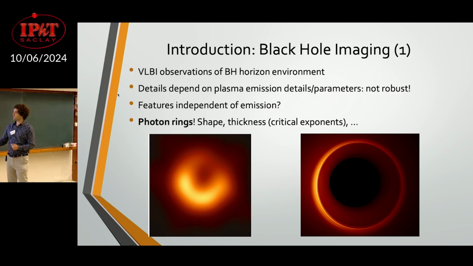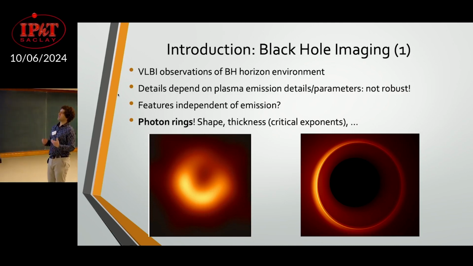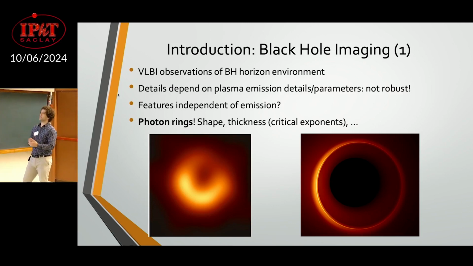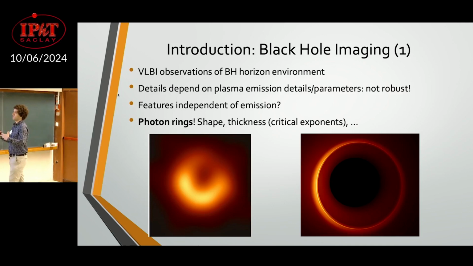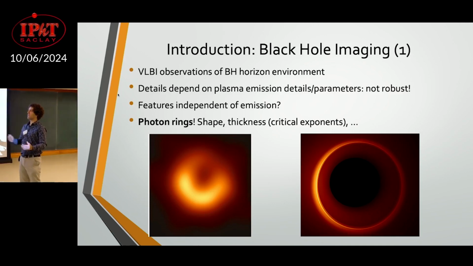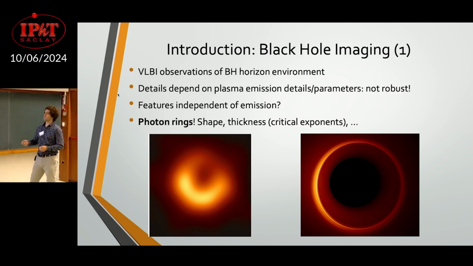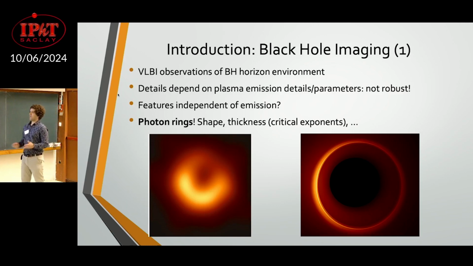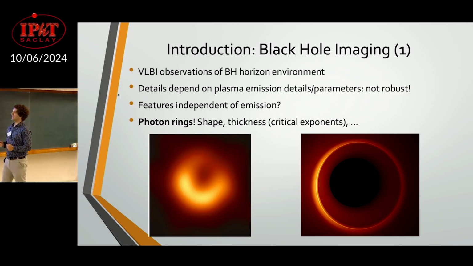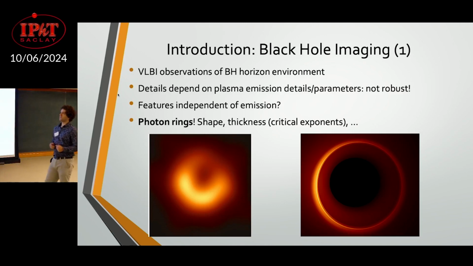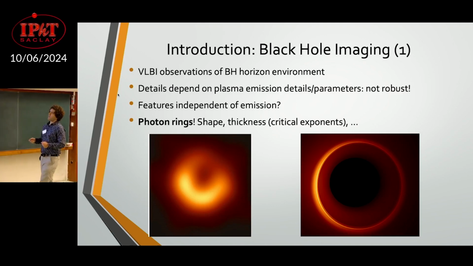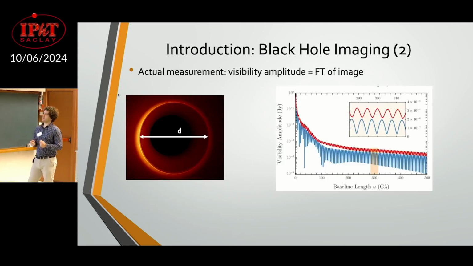And so in particular, this bright ring here is what's called the photon ring, and certain properties of it, so its shape, also its thickness, which is related to certain critical exponents. These are all properties that you can show are universal and don't depend really on the emission, right? And so Alejandro will tell you more about a particular critical exponent and how we can or cannot measure that in potential future experiments. Okay, so what I'm going to talk about is this photon ring, right?